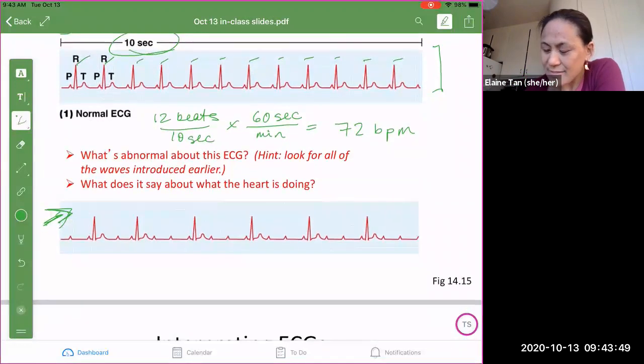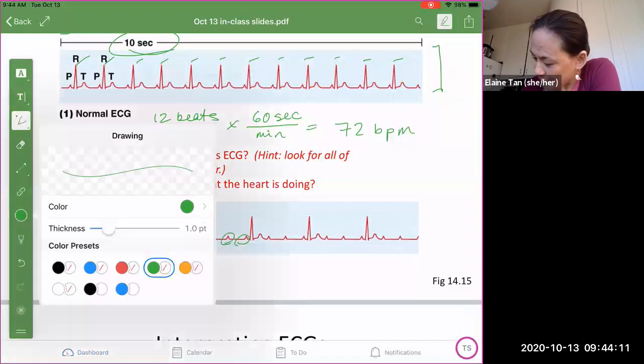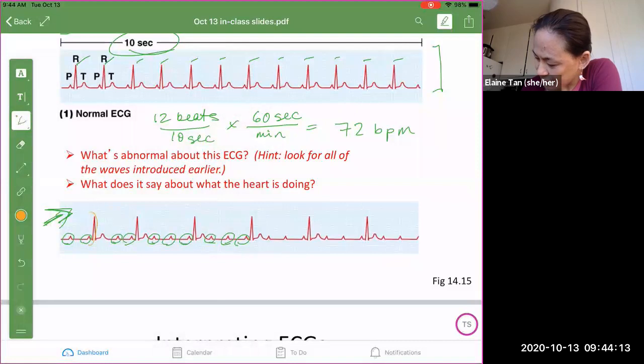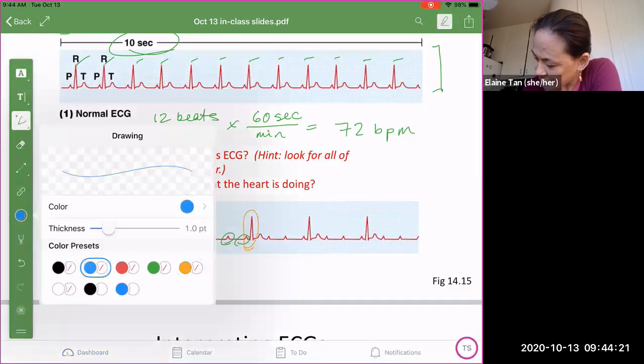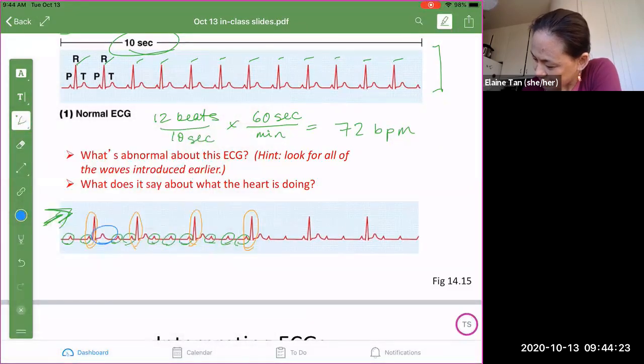So what's abnormal about this ECG? It takes a little bit of looking at, but hopefully you figured out these are our P waves. So I'm going to circle our P waves in green, like these little ones. And then we've got our QRS complexes, which are pretty easy to recognize, in yellow. And then I will do blue for our T waves.